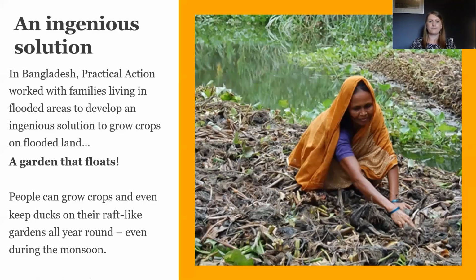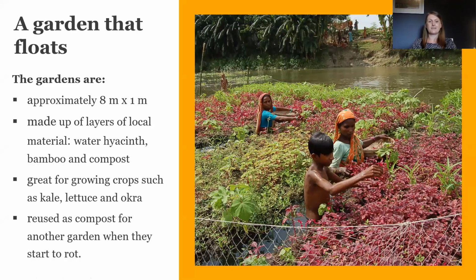The gardens tend to be around 8 metres by 1 metre, and they use resources such as water hyacinths, bamboo and compost, and they can grow a range of different crops. And when the garden starts to decompose, they can be reused as compost. So it's a really sustainable way of being able to farm on flooded land.